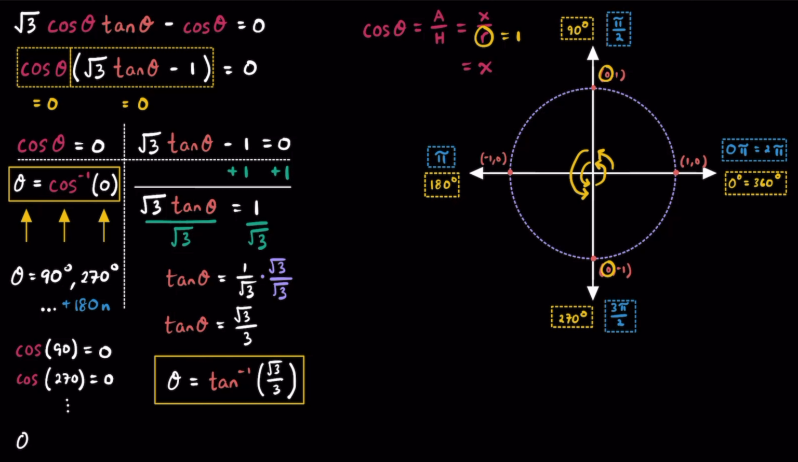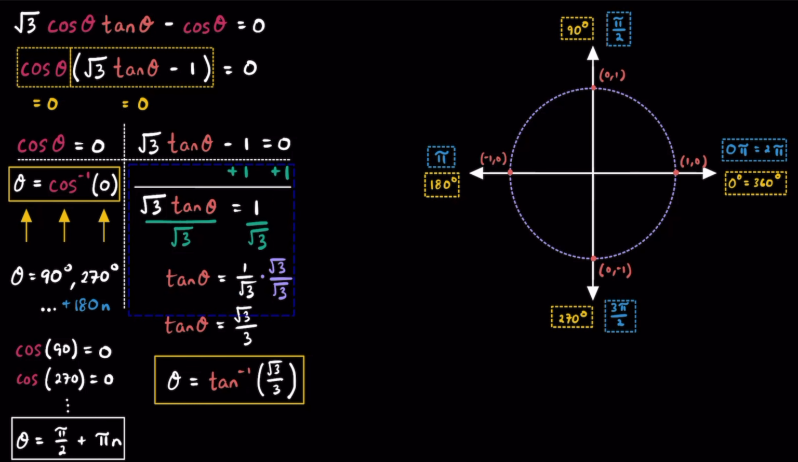In radians, we can go ahead and write our answer as theta is equal to pi over 2, because that's the same thing as 90 degrees, plus pi n, or multiples of 180 more than 90 degrees. Let's go ahead and box that for now.